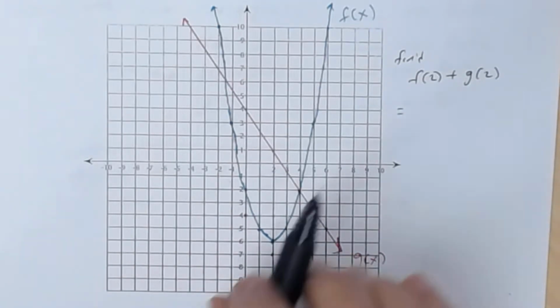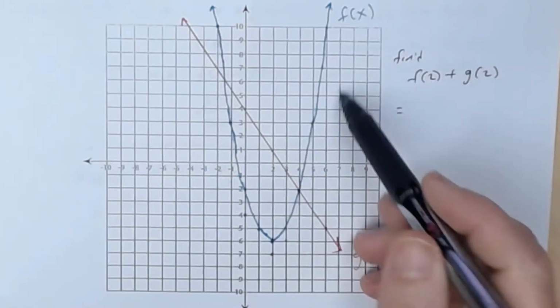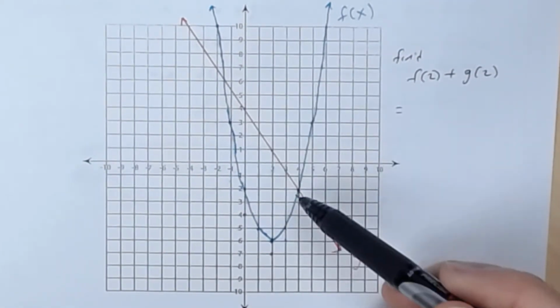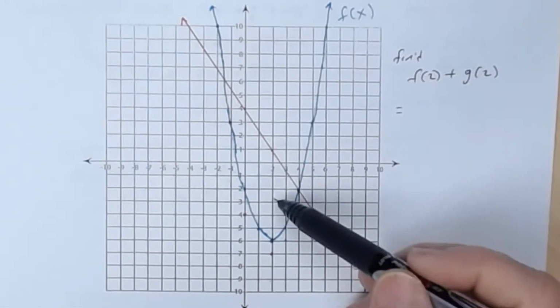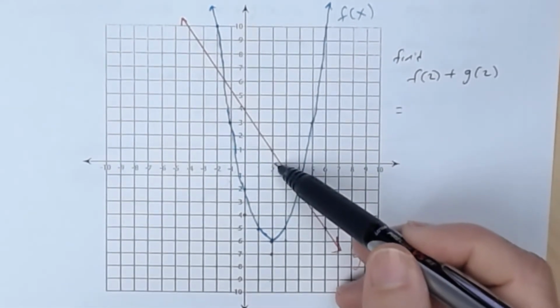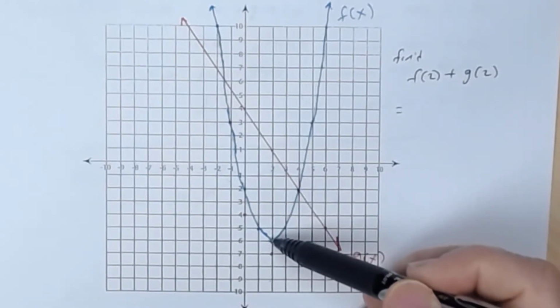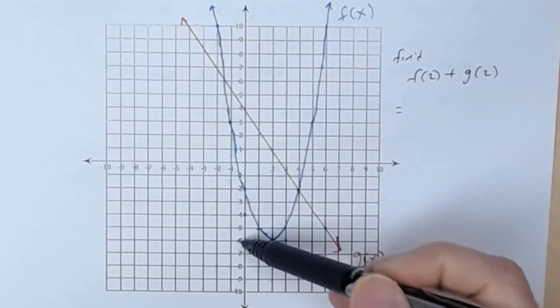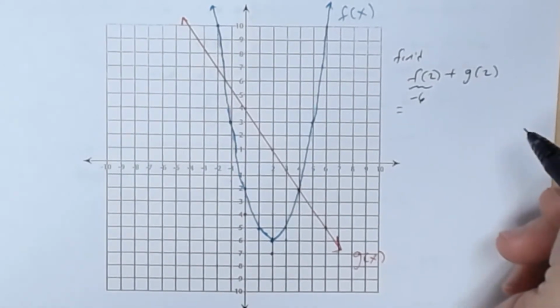Okay, so remember, f of 2 means I'm going to go to my function f, which is the quadratic one, and I want to find what's the y value when x is 2, right? So here on the x-axis where x is 2, I locate the point on the graph, and when x is 2, my y value is negative 6. So f of 2 is negative 6, all right?